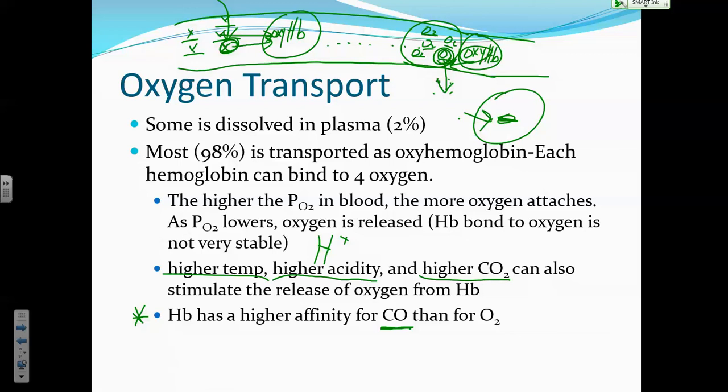Hemoglobin loves to have oxygen attached to itself. But if it has a choice between oxygen and this carbon monoxide that is not supposed to be in you, every time it's going to choose carbon monoxide. It has a stronger attraction for carbon monoxide than it does for oxygen. And once carbon monoxide binds to it, oxygen can't bind. And it doesn't let go of carbon monoxide very easily, like it does, thank goodness, with oxygen. It lets go of oxygen.